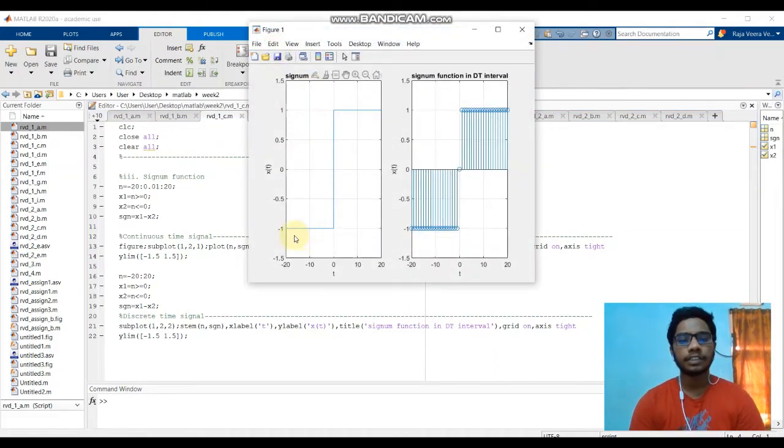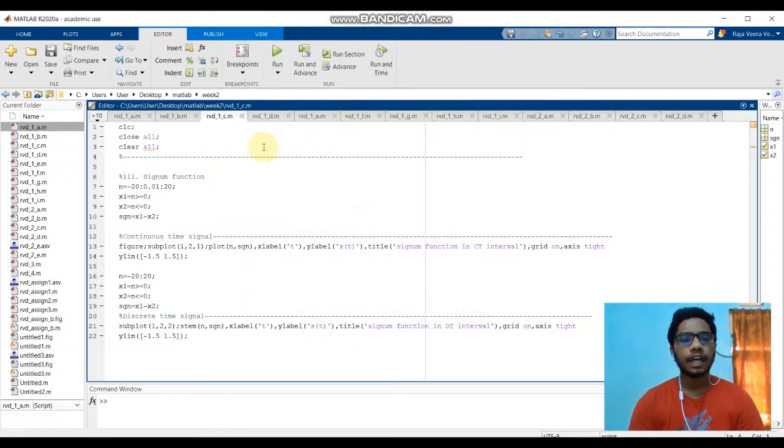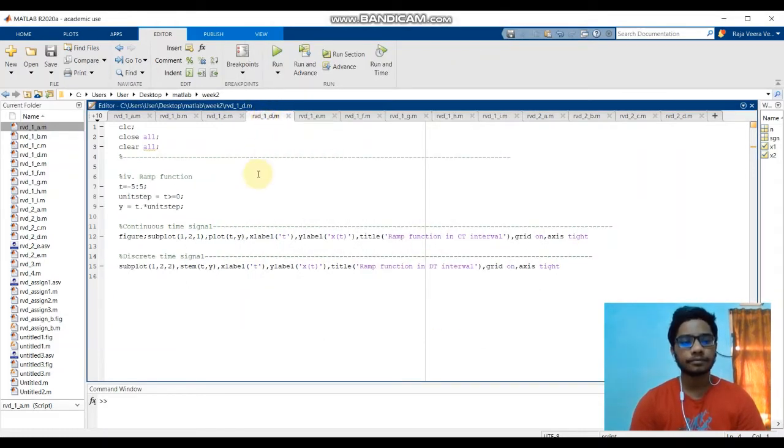The signum function is -1 for all the negative part of t, 0 for 0, and 1 for all the positive part. And this is the signum function in discrete time interval. For all the functions, I have taken the sampling space as 1. The fourth one is the ramp function.